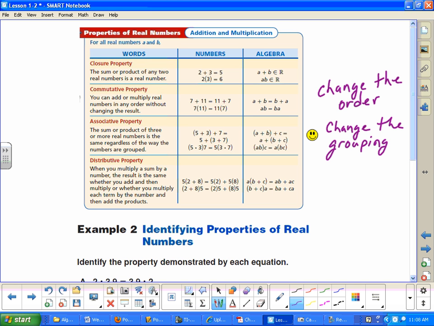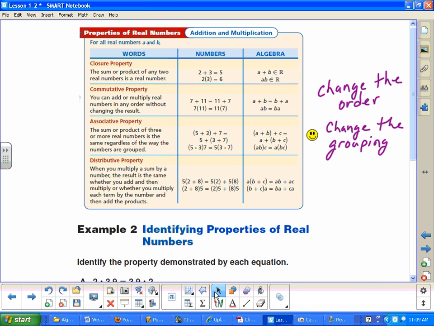Now, is the answer going to be the same? Yes, it is. For it to be true, the answer for them would have to be the same also. So if I switch the order with the commutative property, or I switch the grouping with the associative property, I'm still going to get the same answer.